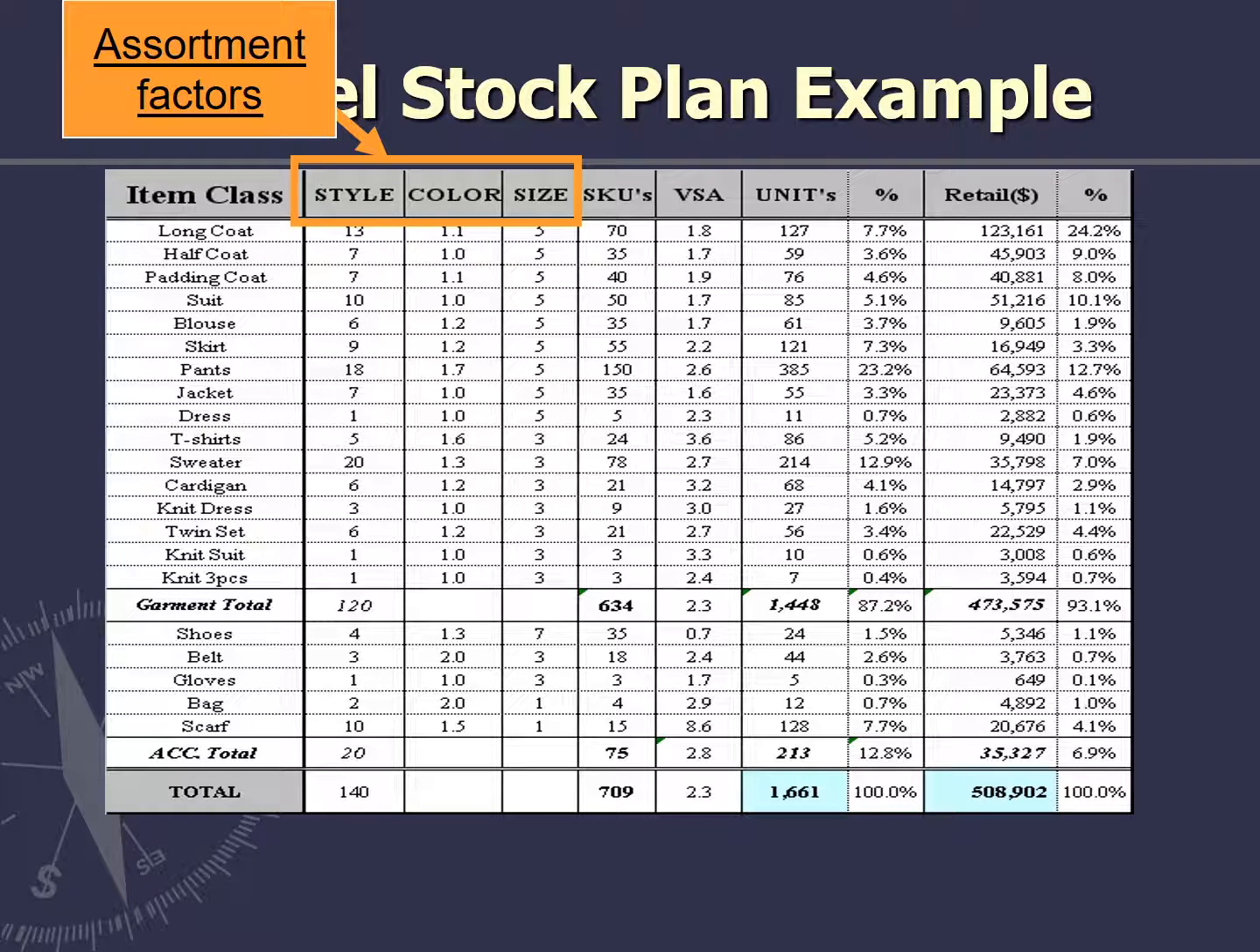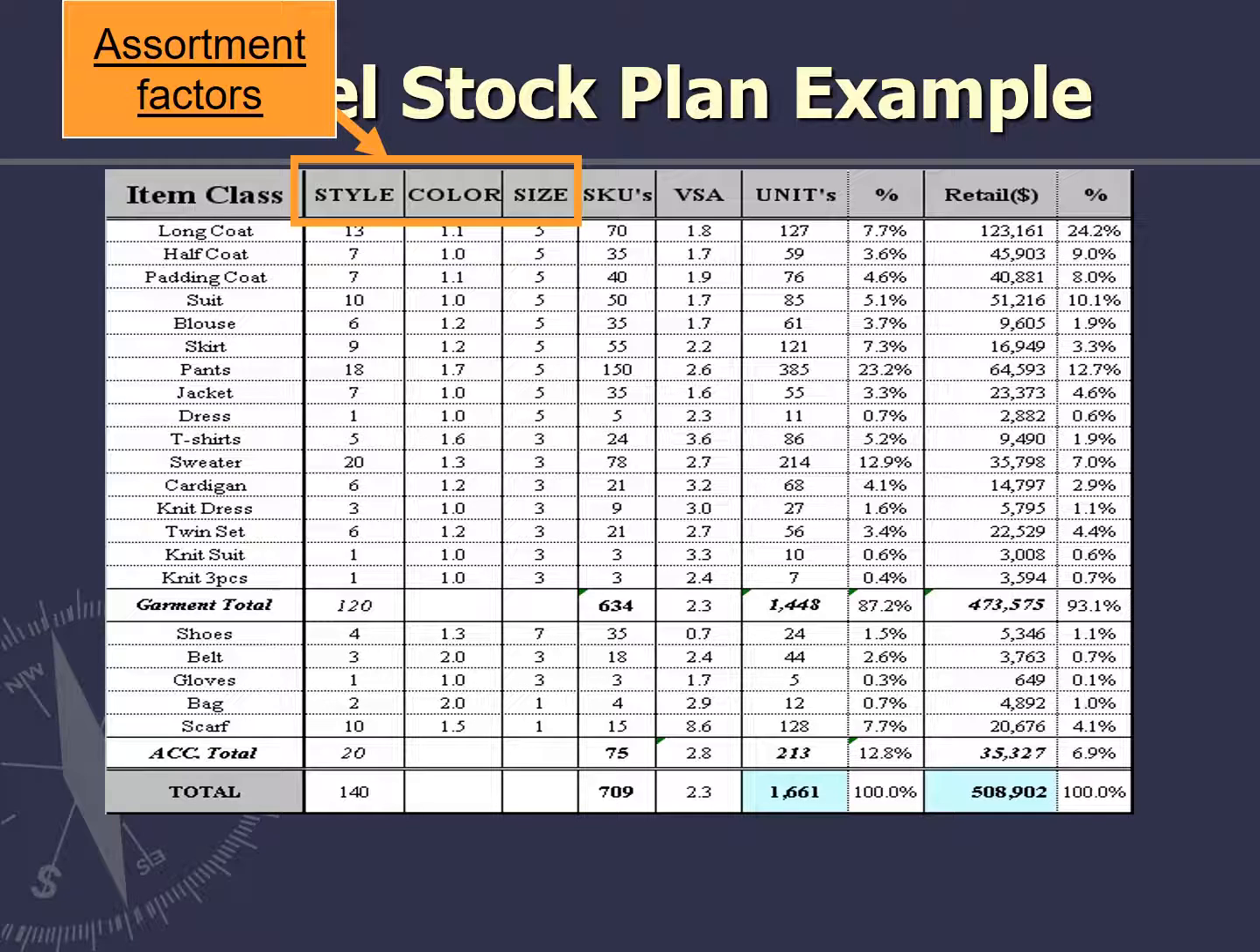The style, color, size, these three columns indicate that we decided that these three things, style, color, and size, will be the assortment factors for which the assortment planning is going to be done for this store. So for each item class, for example, for long coat, you have 13 styles. Each of the styles will come in on average 1.1 colors, which means some of the styles will come in 2 or 3 colors, but others will come in only 1 color. So overall, on average, it's going to be 1.1 colors. And the size, it will come in 5 different sizes, right?